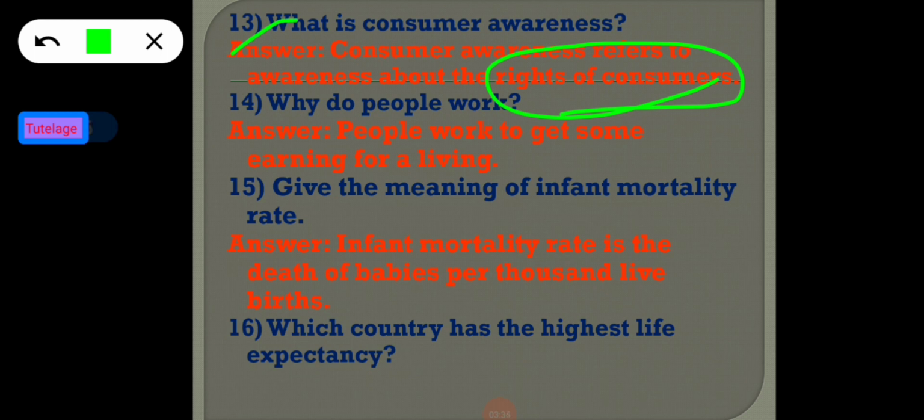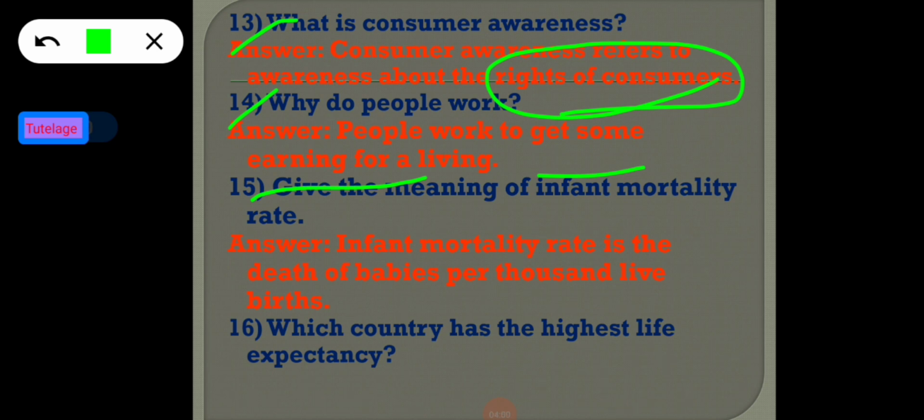So now going to the next question, why do people work? People basically work to get some money for a living. You all know that money indicates how you spend your time. So without money nothing is possible. So that's why people work, to earn some money.